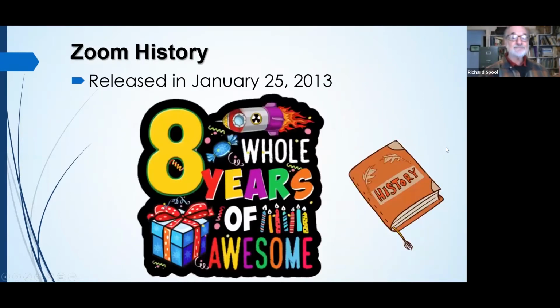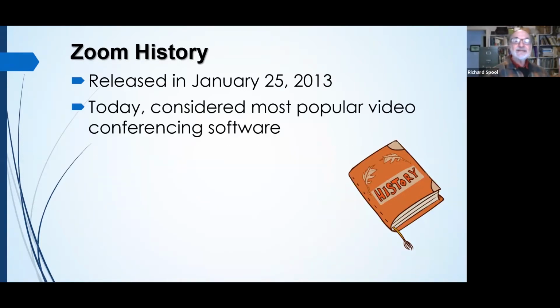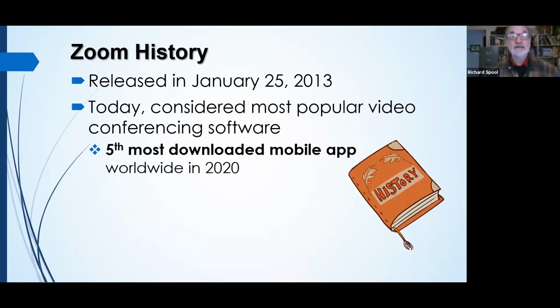Zoom is different. Zoom came out in 2013, in January. In fact, by our last session, it'll be a whole 8 years old. Today, it's considered the most popular conferencing software in the world. It's the 5th most downloaded mobile app in the world. Now, think about China and India in particular. Those two countries have a huge number of people. Many of their applications are in different languages, yet Zoom is now the 5th biggest one in 2020 that has ever been downloaded.